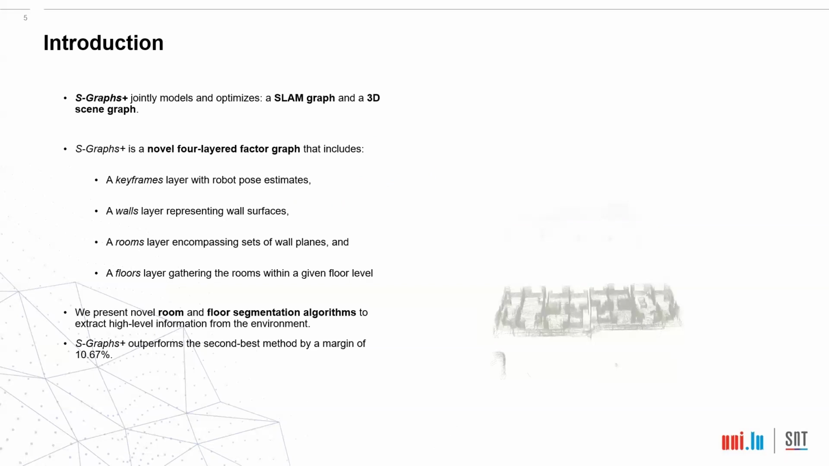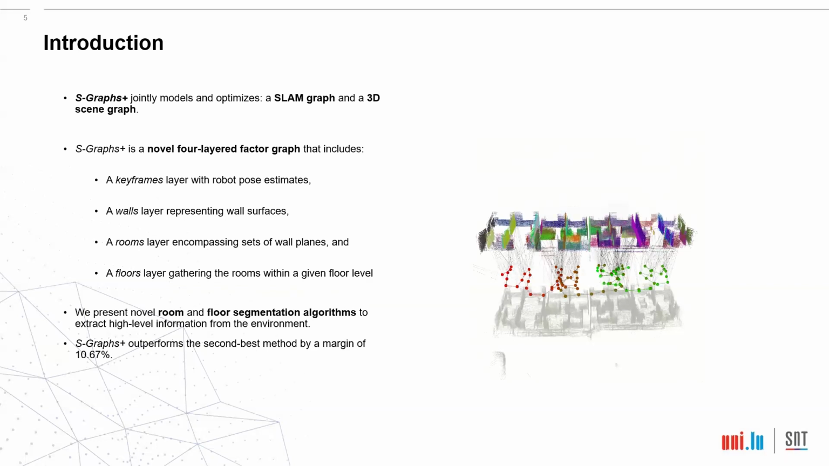Thus, we present S-Graph Plus, which jointly optimizes a SLAM graph and a 3D scene graph in 4 layers. S-Graph Plus consists of a keyframe layer with robot pose estimates, a wall layer representing the wall surfaces, rooms encompassing sets of wall planes, and floor layers gathering the rooms at a given floor level. We present a novel room and floor segmentation algorithm to extract these higher level entities. S-Graph Plus, through experimental validation, outperforms the second best method by a margin of 10.67%.